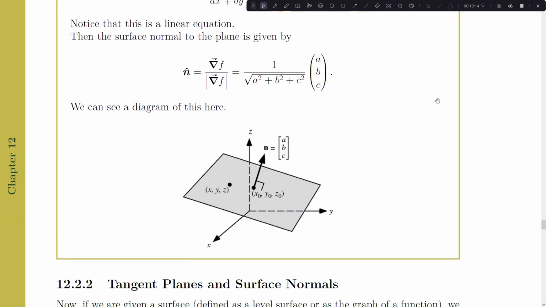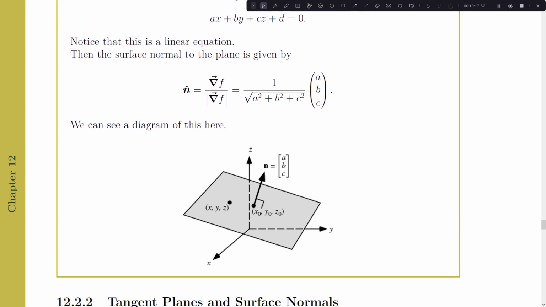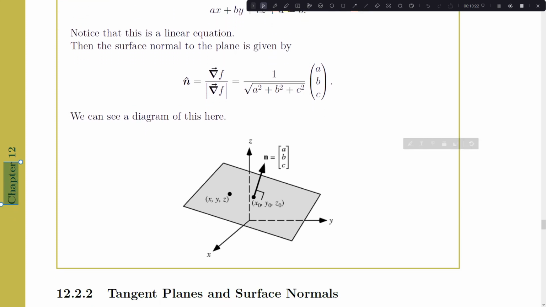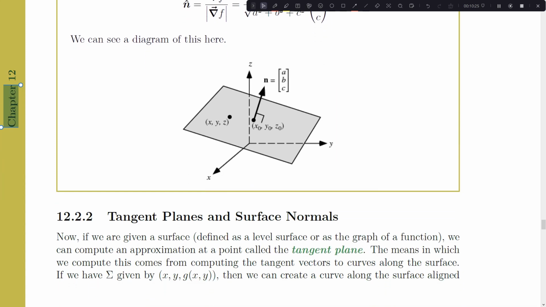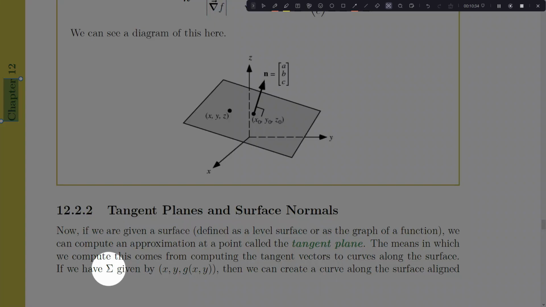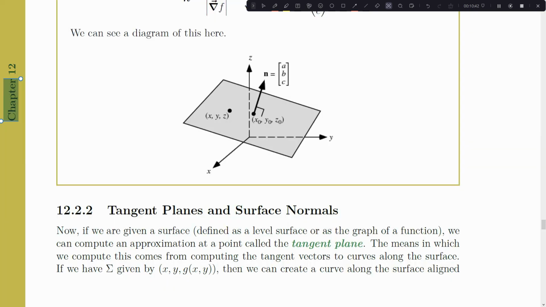Okay, so now that we know how to maybe construct a plane, or at least in general, the idea of a plane, we will actually start to construct these tangent planes and surface normals. Okay, so I'm going to jump down to this right here. It says if we have a surface, so sigma is a Greek capital S for surface. So if you have a surface given by, now this is a little vague, (x, y, g(x, y)). Let's retranslate that. What is that actually saying? This is the graph z equals g of x, y.